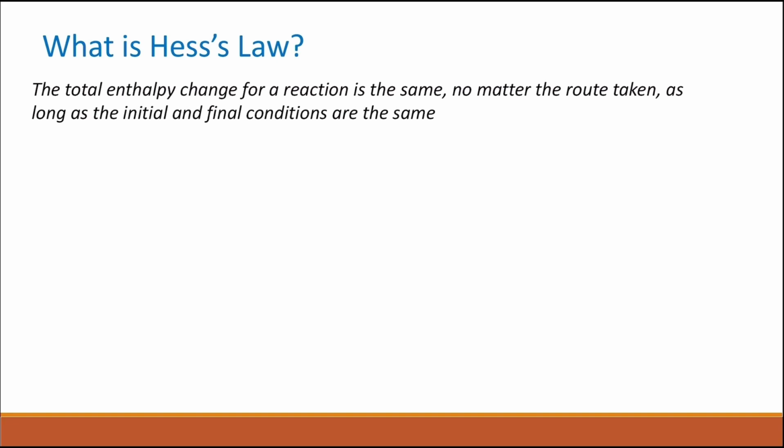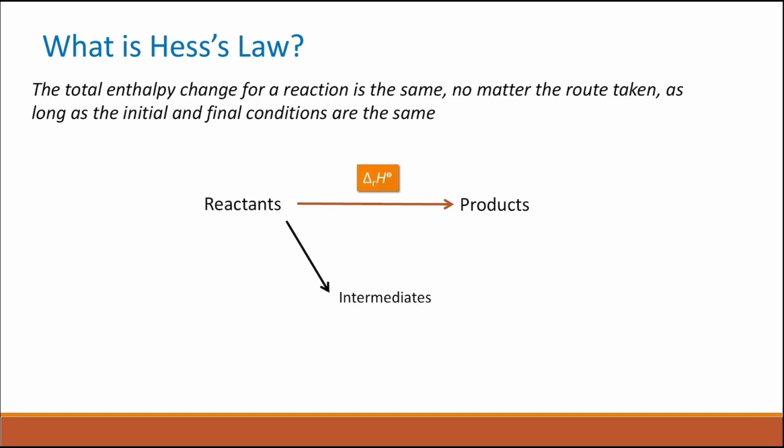So what is Hess's law? Hess's law states that the total enthalpy change for a reaction is the same no matter the route taken. So if you have one route where reactants react to give certain products, whether it goes directly from reactant into product or whether it goes through an intermediate, where reactant gives you an intermediate and then the intermediate gives you a product, for each of these reactions there will be a certain enthalpy change.